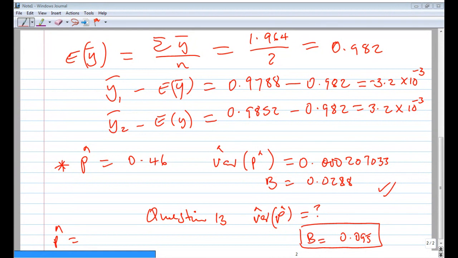So what about number B? What is the sample size? The sample size required to estimate the true population proportion.